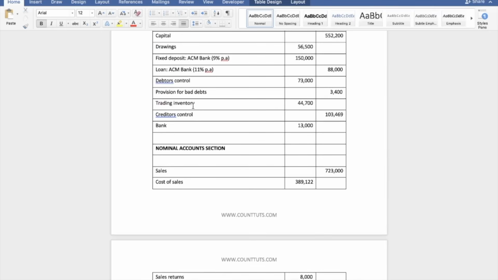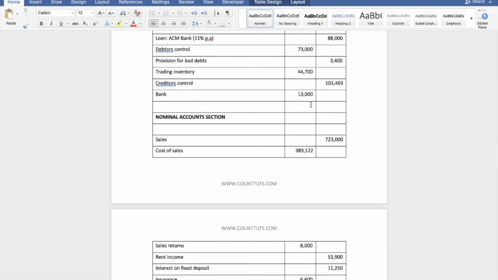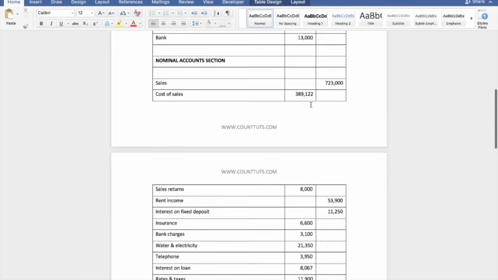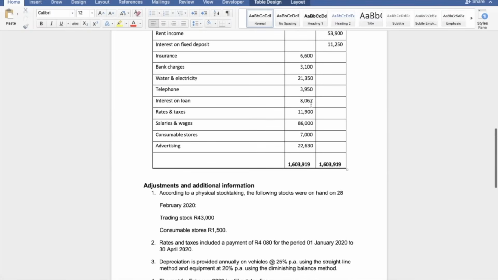So what you see here, trading inventory 44,700 Rand. So you can see that it has overestimated its inventory. So we need to correct that. So if a company has overestimated its inventory, that means that it has what is called trading stock deficit or trading inventory deficit. That is an expense, and it's because the company thought that it had more inventory than it actually has, and it could have recorded it correctly.